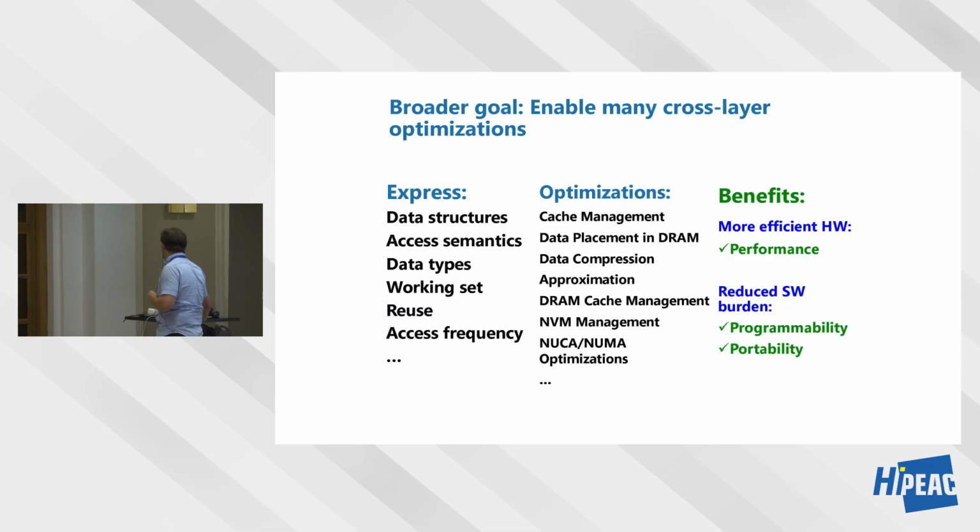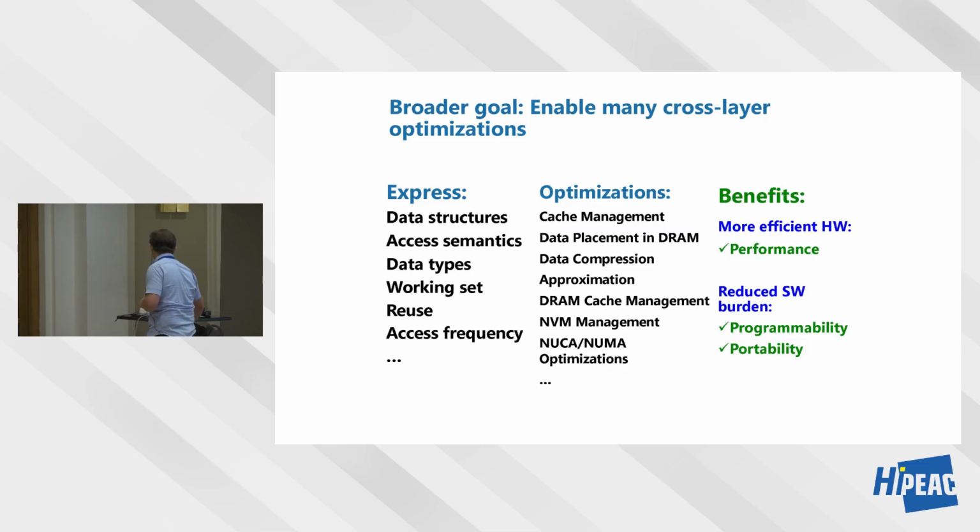This could enable many optimizations. I don't have time to cover all of these, but you can express a lot of things. This is a limited set. These are actually more performance related, but there are other things, like approximability, like we've discussed. And then you could use this information to optimize a lot of things. The benefits are you get more efficient hardware in terms of performance and efficiency, and you hopefully get reduced software burden because the way we do it is really general purpose.